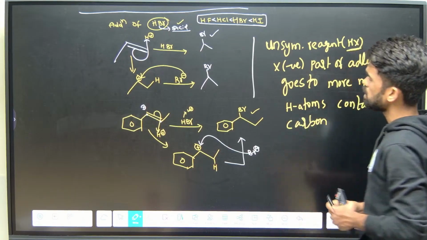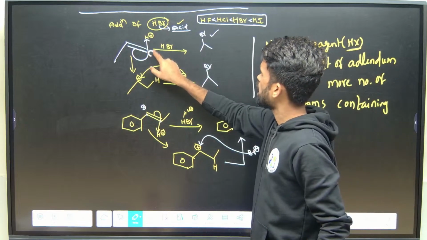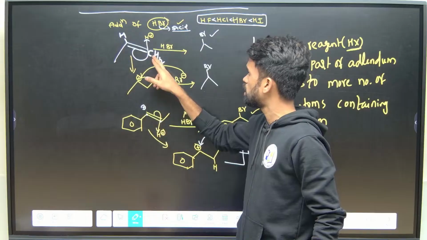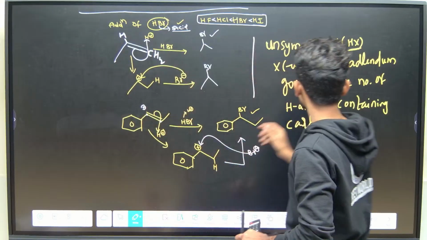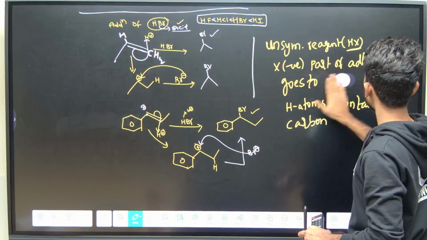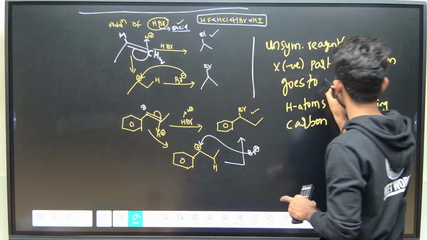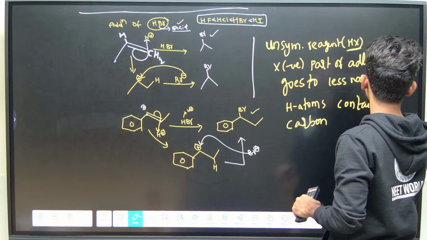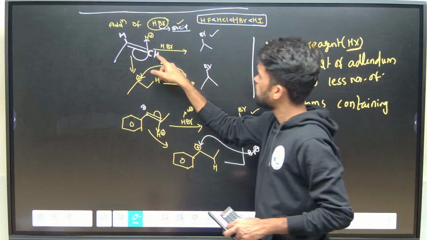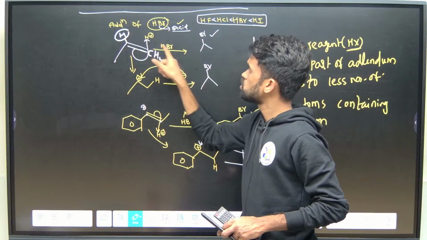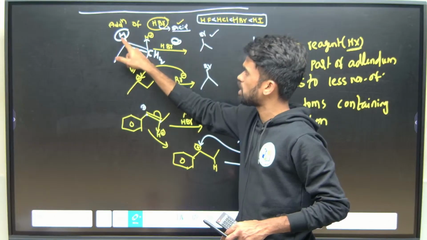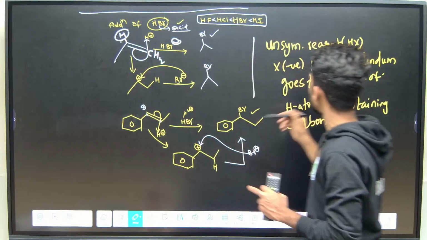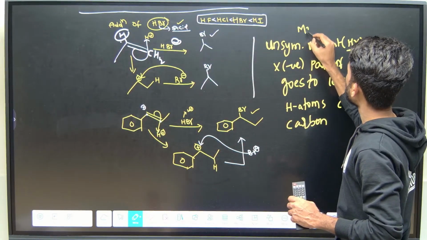See here, you have 2 hydrogen atoms, here only 1 hydrogen atom. Where do we have more hydrogens? Here. So the negative part will go to the less hydrogen-containing carbon, and hydrogen goes to the more hydrogen-containing carbon. This is called the Markovnikov rule.